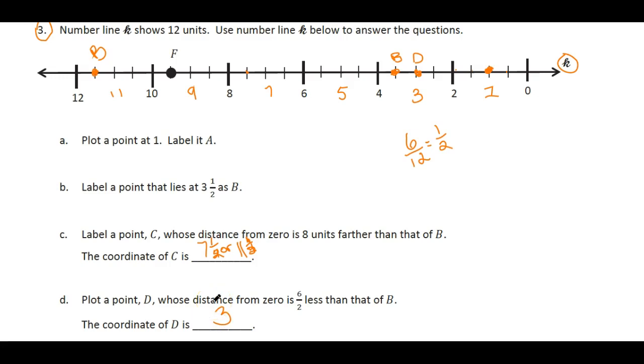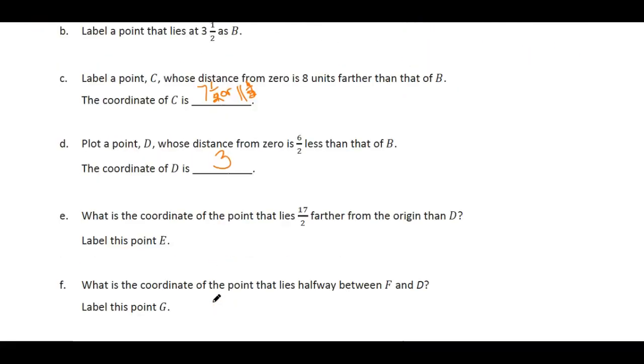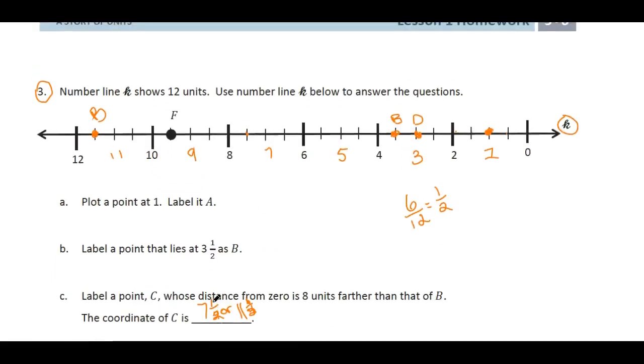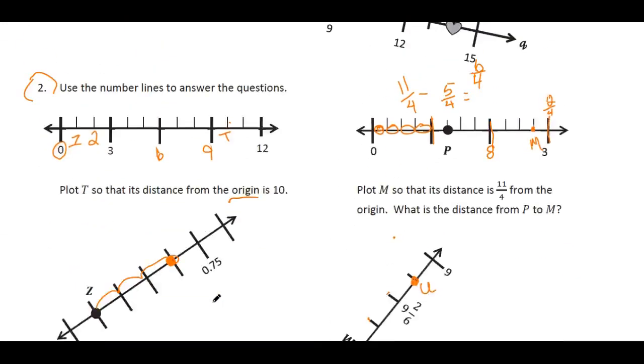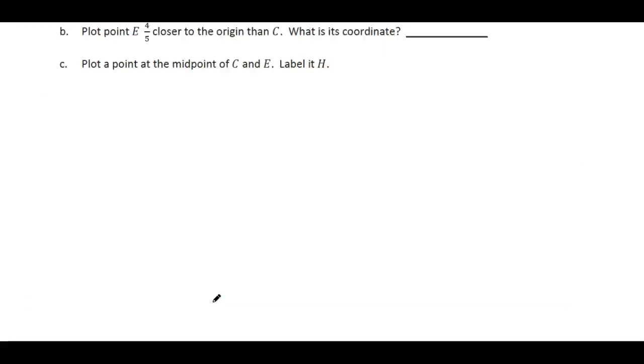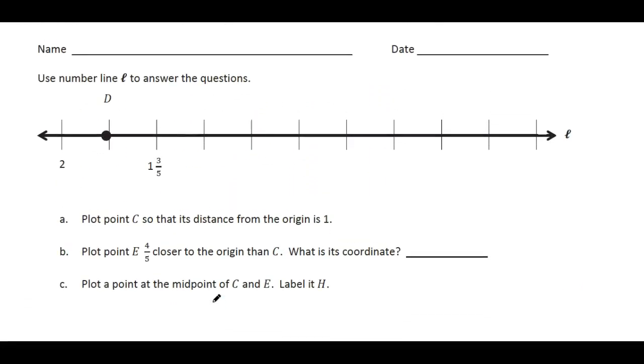All right, what I would like for you to do, I'm not going to go scrolling down further because it's kind of awkward having to bounce back and forth. I'm going to have you do an exit ticket problem right here. It says use number line L, and yep, that's an L in cursive. Plot point C right here so that its distance from the origin is 1 whole. It doesn't give you an origin on here. You have to figure it out.